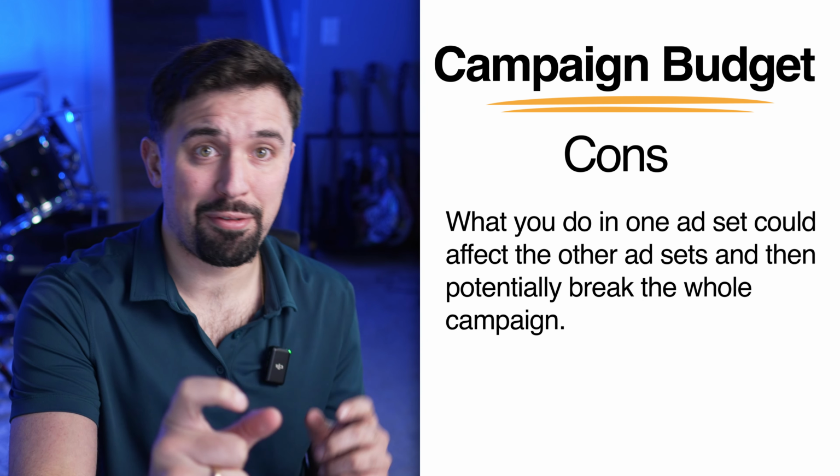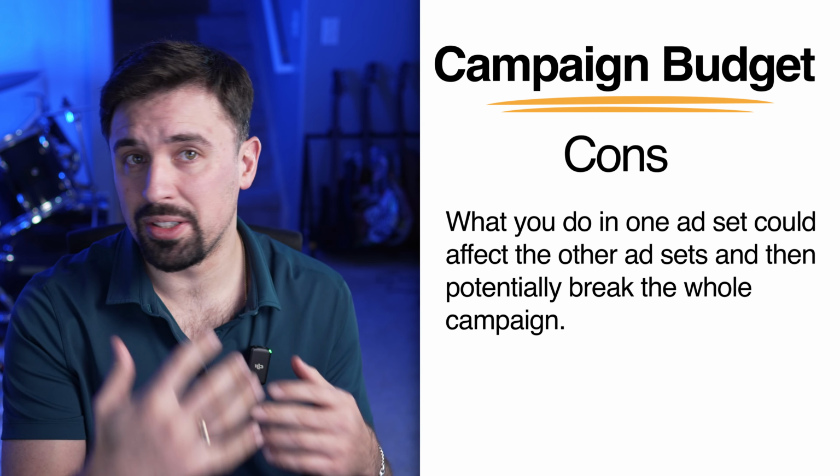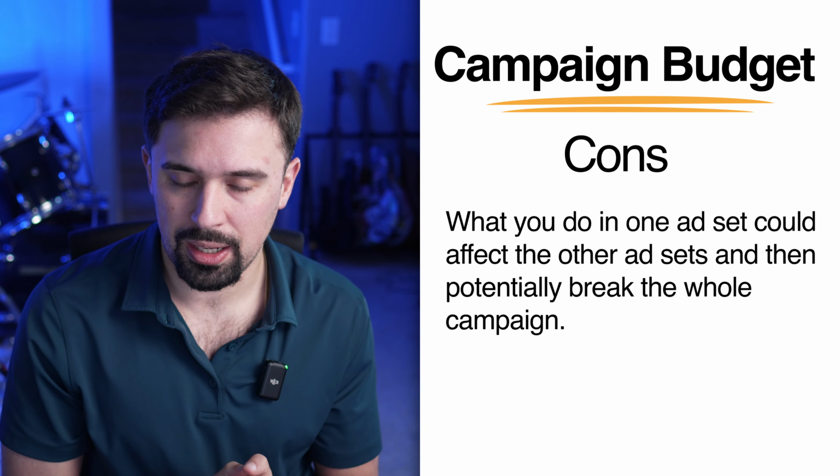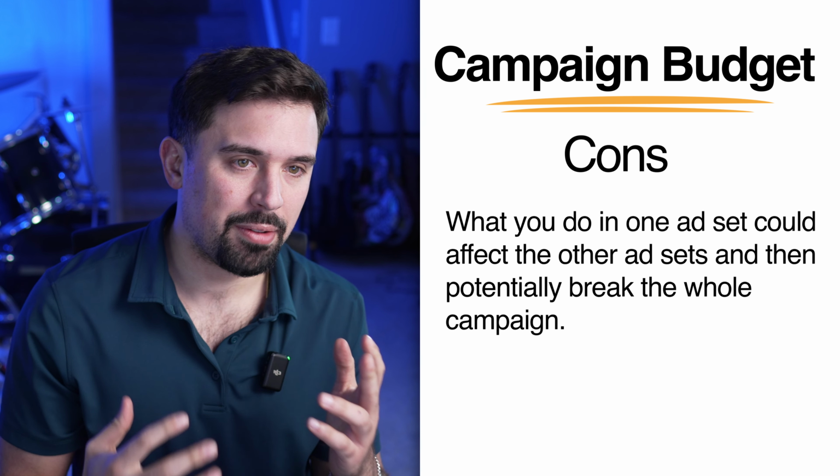Because these ad sets are algorithmically linked, they are competing for spend every single day, they kind of affect one another. So let's say you were to turn one of these off, well, that can actually throw off the balance of the others. So that is kind of one of the cons to CBOs or campaign budgets. They're a little precarious. What you do in one ad set could affect the other ad sets, and then that can have a domino effect and break the whole thing. Okay, so for me, that is a bit of a con.